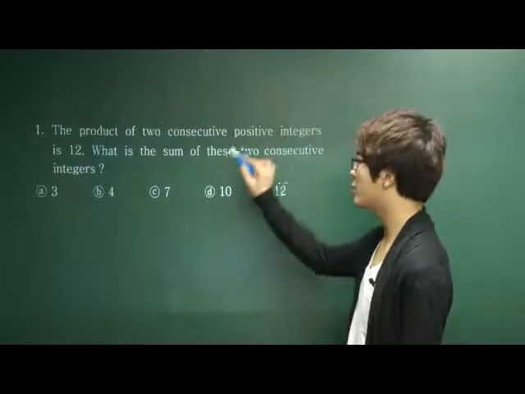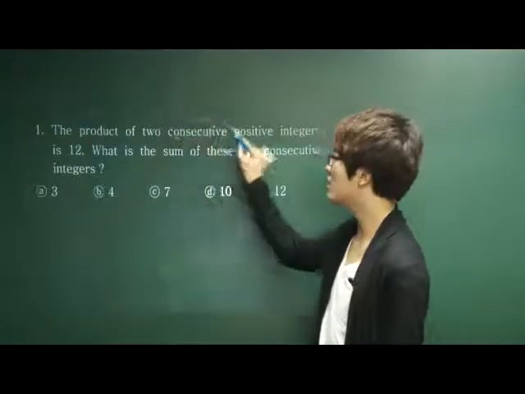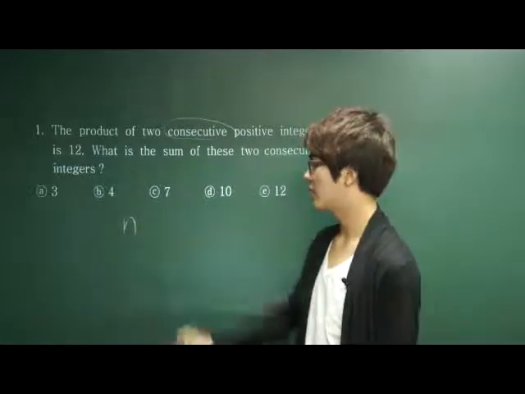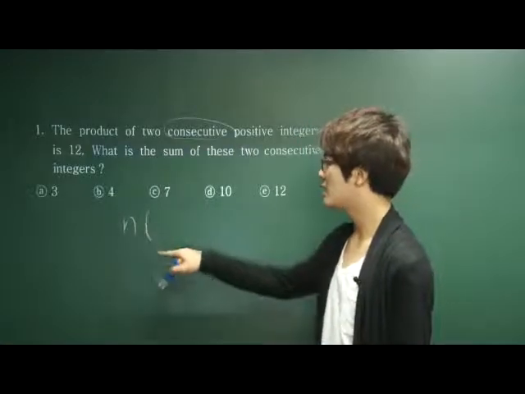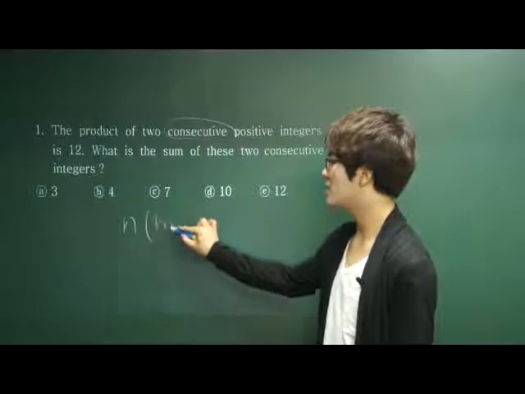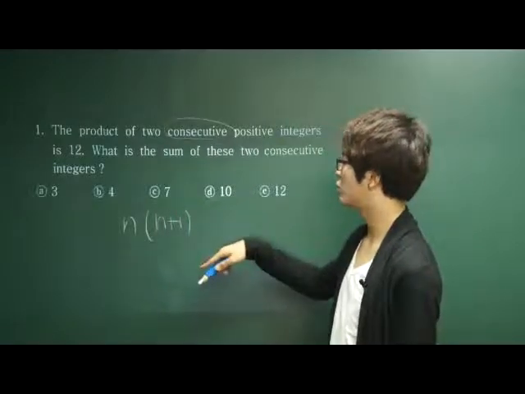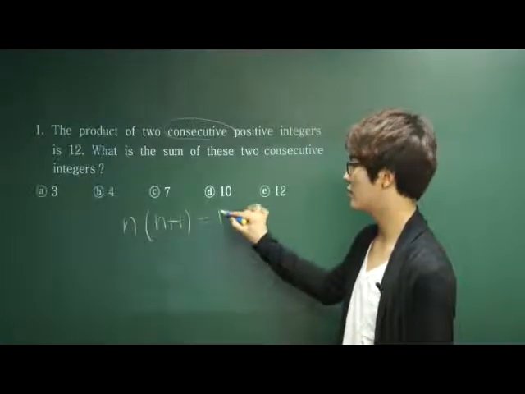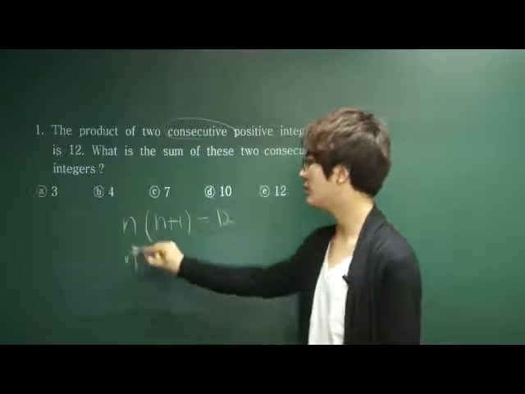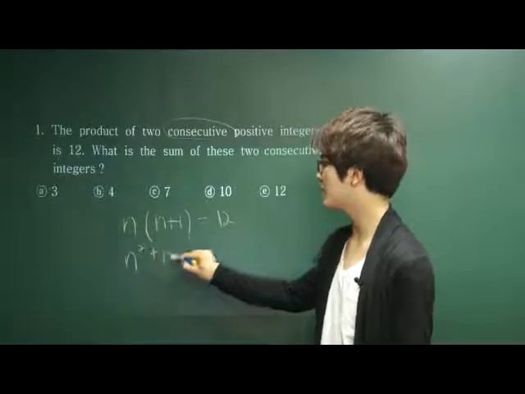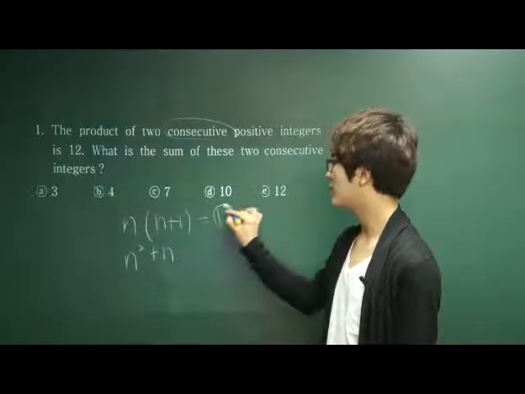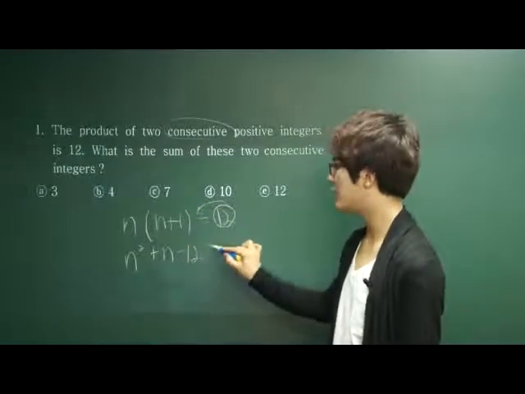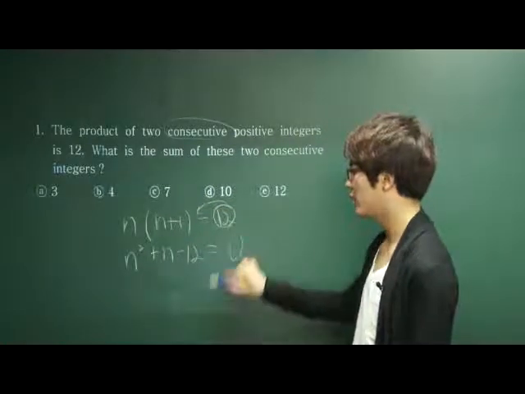So the key term here is two consecutive positive integers. So let's put n. And since it's consecutive, it's n plus 1, right? The product of those two consecutive integers is equal to 12. In other words, it can be rewritten as n squared plus n is equal to 12. And let's move 12 to the left side. Then we get n squared plus n minus 12 is equal to 0.